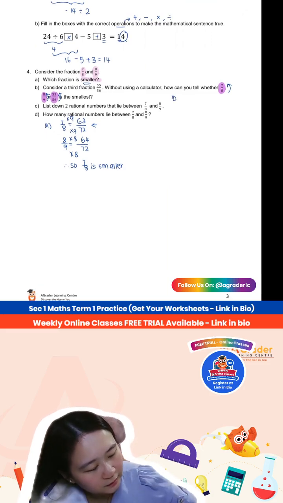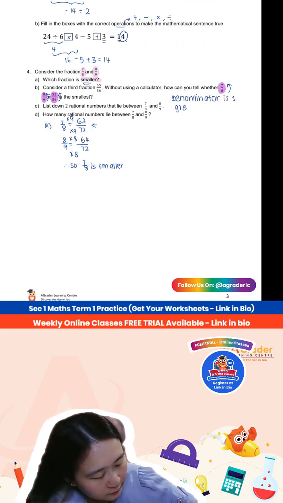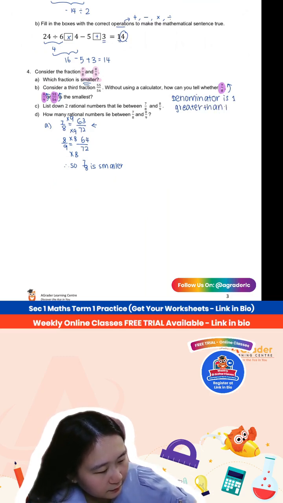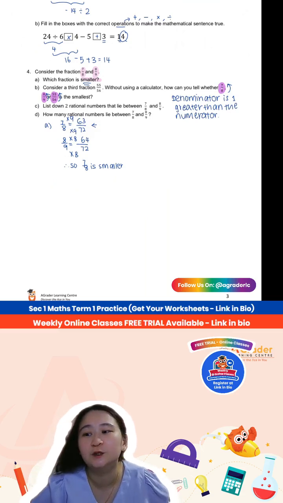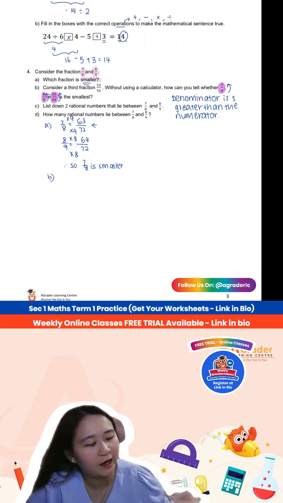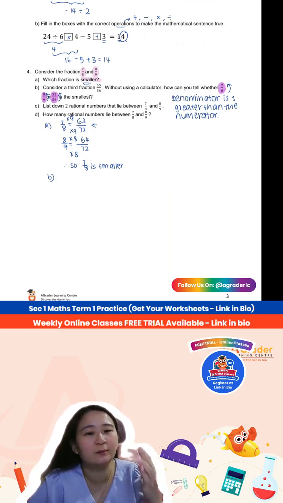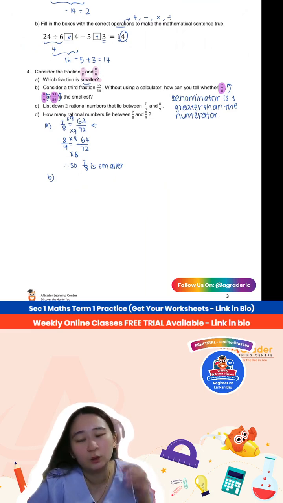So the denominator is 1 greater than the numerator. And denominator always stands for the total. So what you can do is compare how far away they are from the total, or rather from one whole. Because when numerator is the same as denominator, it means one whole.